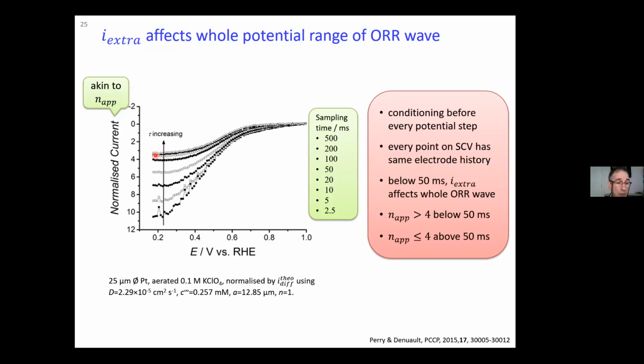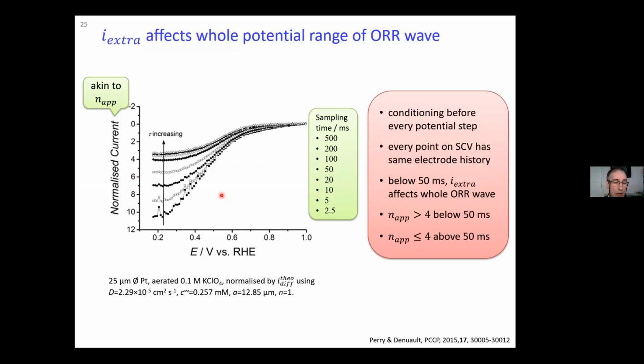So a very, very small microdisc electrode would have, in the steady state, an apparent number of electrons around 2, whereas a big microelectrode would have an apparent number of electrons of 4. So this was a 25 micron diameter electrode, and this apparent number of electrons is consistent with what we find in the steady state. But what we observe is that the apparent number of electrons for very, very short sampling times is totally unrealistic. And this, again, is evidence that the extra current is affecting the response in this region.